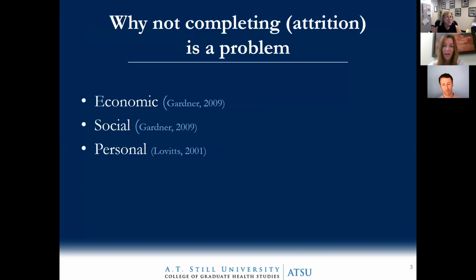So why is not completing a doctorate program a problem? Well, economically, large amounts of money are spent by institutions of higher education to recruit doctoral students in the first place. And once they are admitted, these institutions often pay for their tuition in exchange for student assistantships. This money is essentially lost if the student does not complete the degree program. That's not necessarily the case at the College of Graduate Health Studies. We don't do that kind of thing, but at many universities, they do.